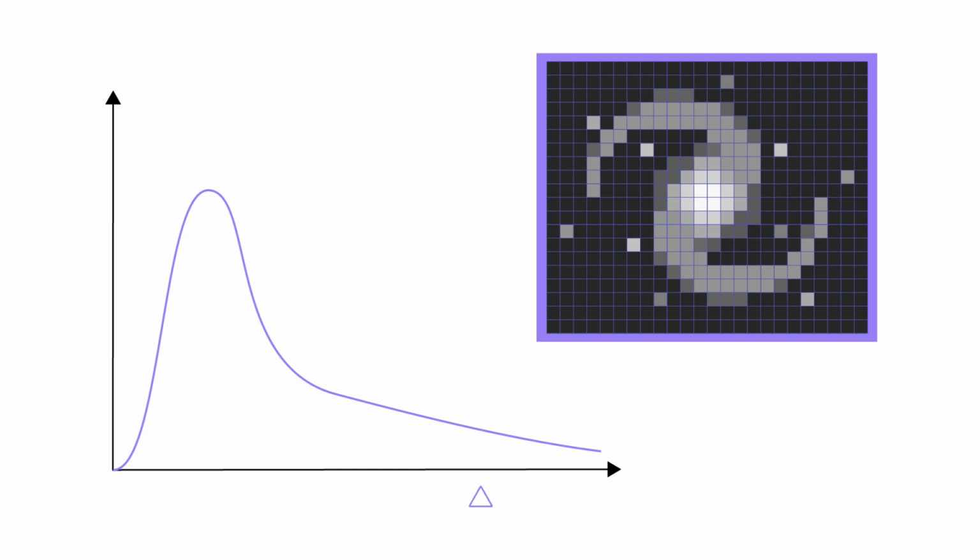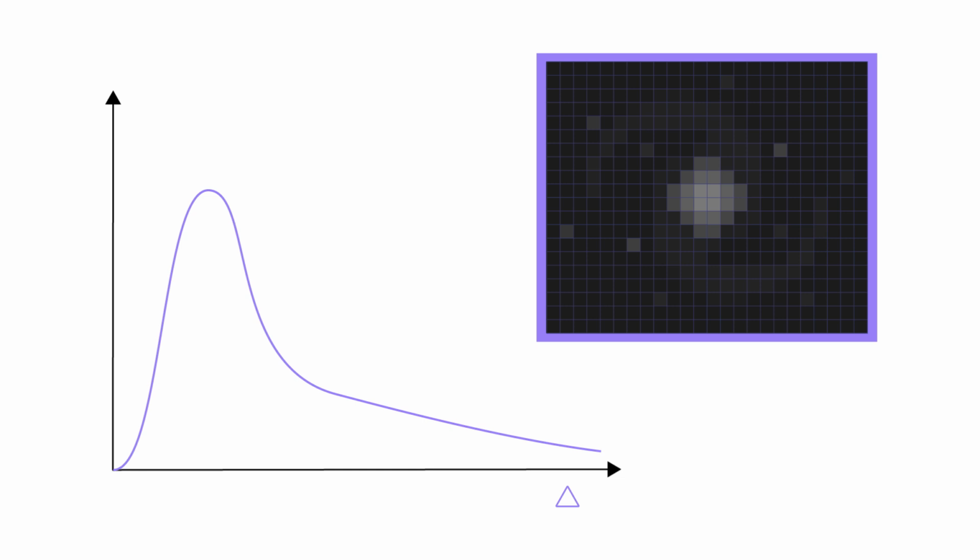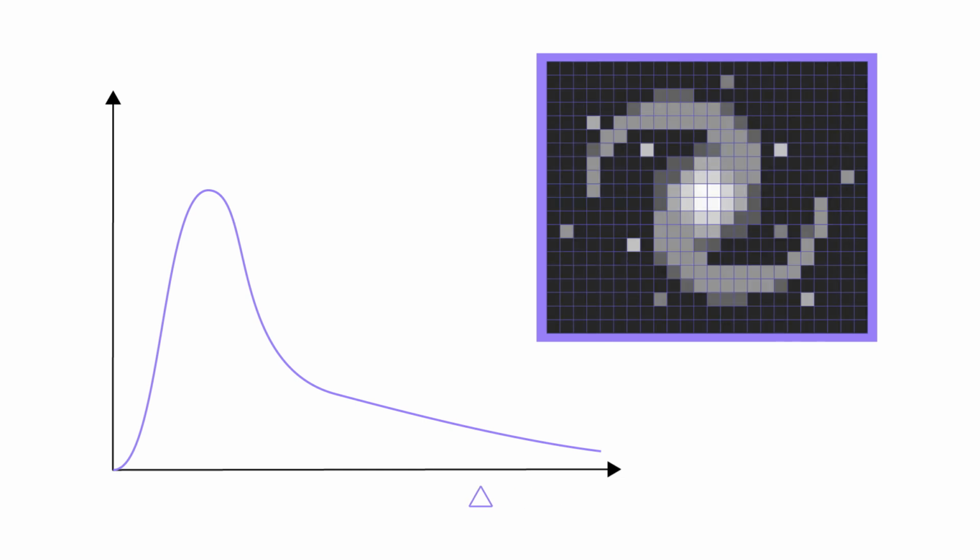If we set the white triangle too low, the image becomes very bright and washed out, losing detail. If we set the white triangle too high, the image becomes very dim and we can no longer see the dim features in the image. Where you set the white triangle depends on what features in the image you want to see.